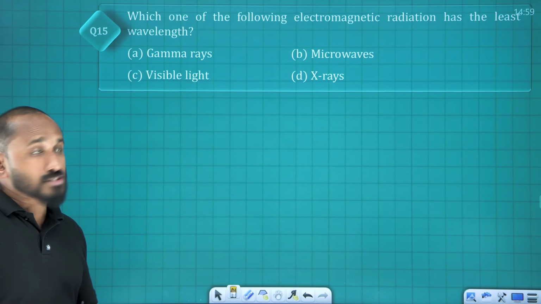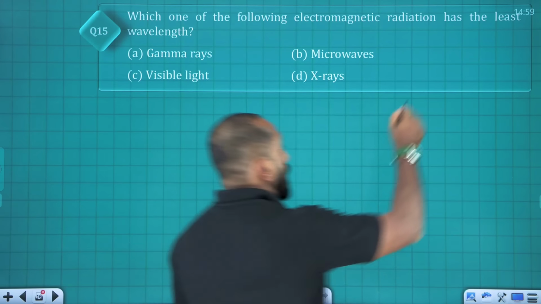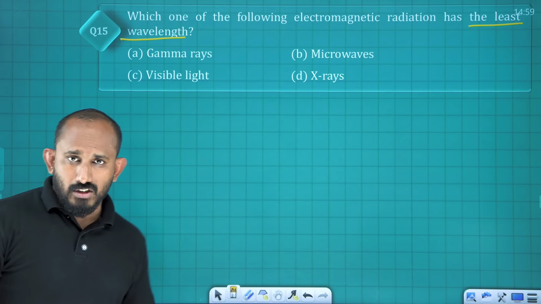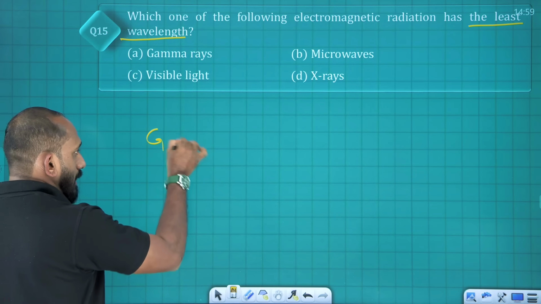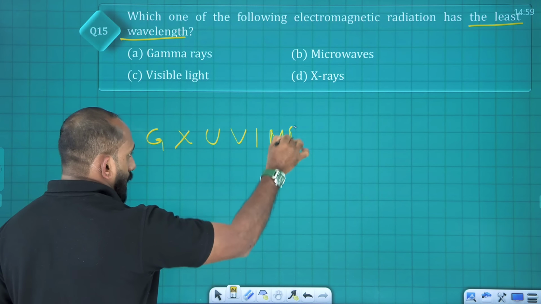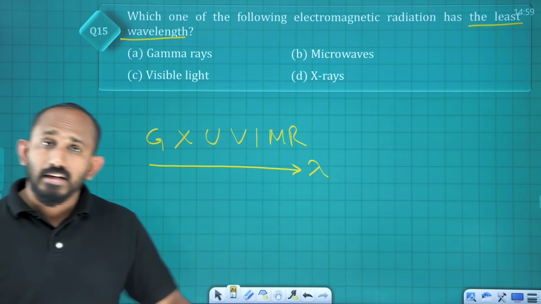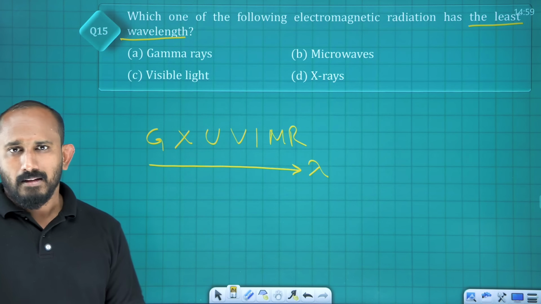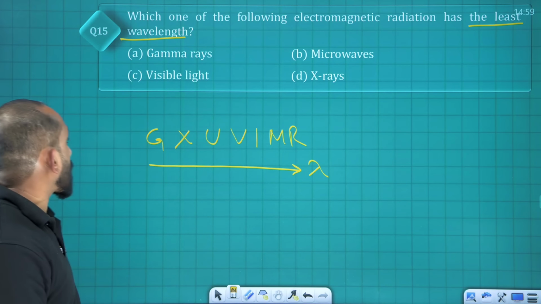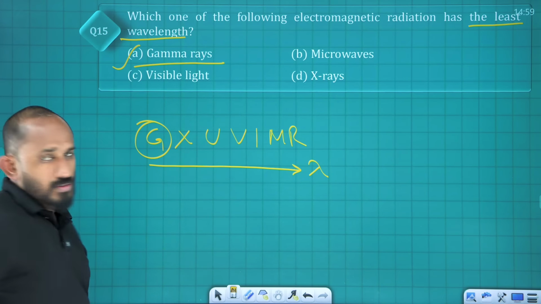Which one of the following electromagnetic radiations has the least wavelength? So least wavelength is the question. You remember the spectrum? Gamma rays, X-rays, ultraviolet, visible light, infrared, microwave, radio waves. This is the ascending order of their wavelengths, or descending order of their frequency. So the least end is gamma, the longest is radio waves. Out of the options, yeah, gamma rays is there, so of course gamma rays is the answer.